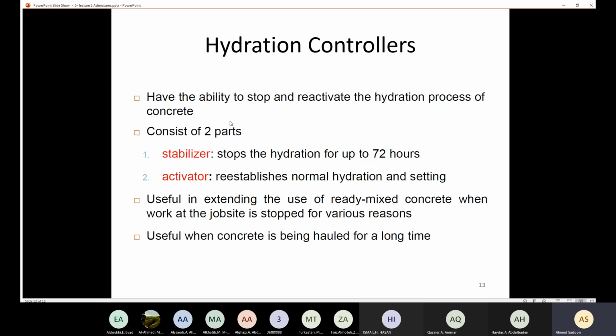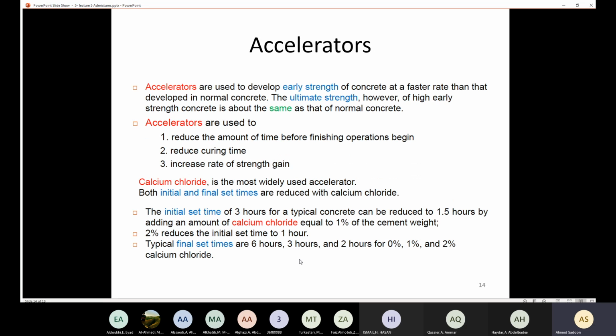So this admixture is useful in extending the use of ready mixed concrete when work at the job site is stopped for various reasons. And also it's useful when concrete is being hauled for a long time. So I'm going to stop here. Next time, I'm going to talk about the accelerators.